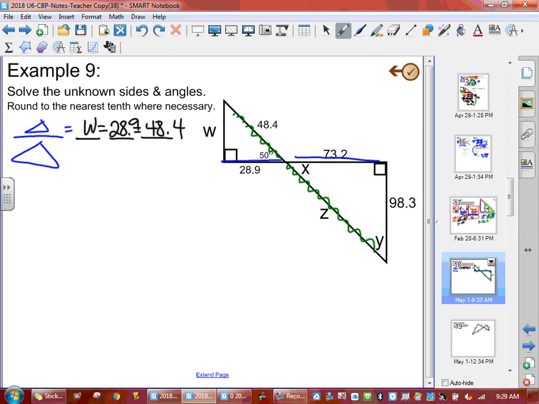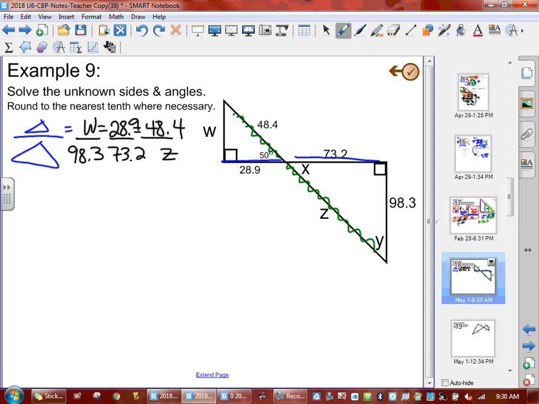And W. Okay. So, vertically W, who's going to match the vertical W? What do you think? The up and down one over there attached to the 90, who's he? 98.3. Okay. Who's matching the blue line? 73.2. And the 48.4 is going to match Z. Pardon me, I already did W.